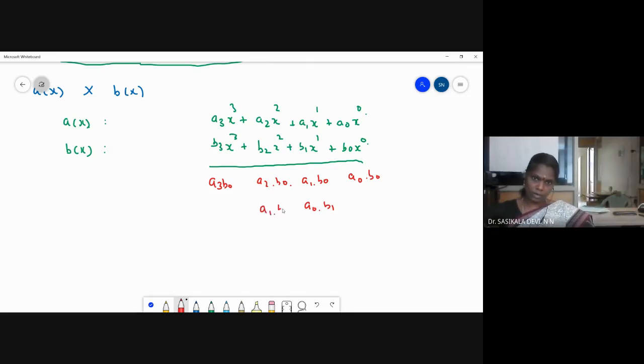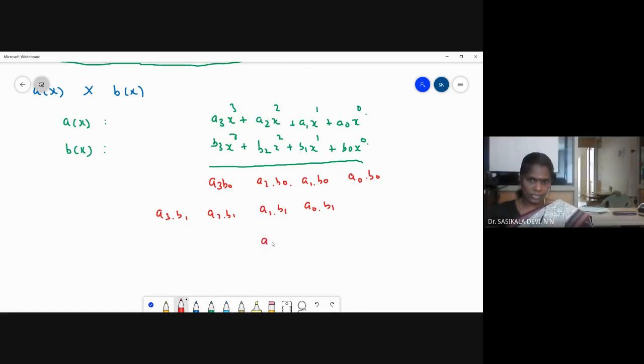So a1 into b1. Okay, I have not added the x terms, the indeterminate. So b1 into a2, that is a2 into b1 and a3 into b1. Similarly, the x square term b2 is to be multiplied with all these elements. So this is the x power 0 term, x power 1 term, x power 2 term.